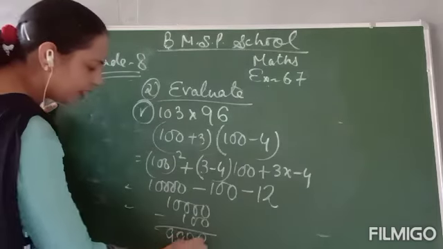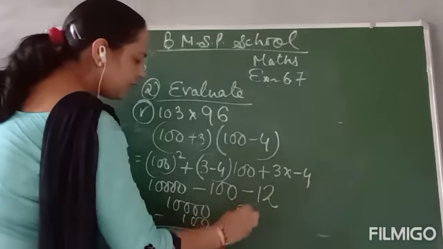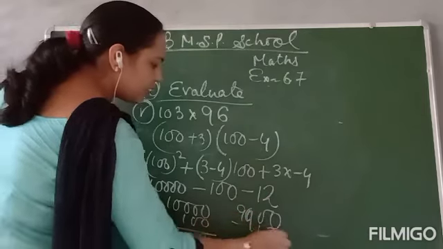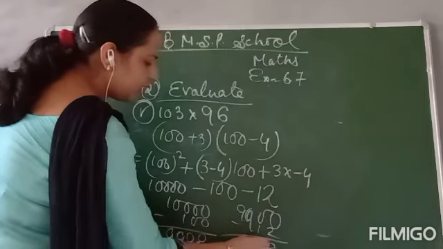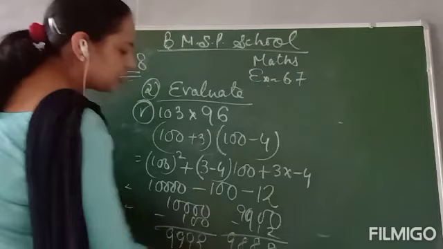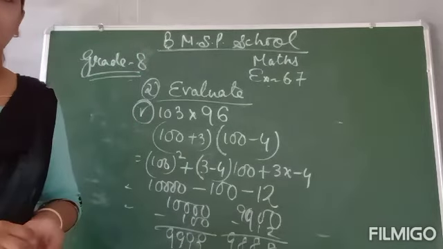Now subtract 12 from it. 9900 minus 12, here comes 9888. So this is my answer. You can solve the other parts by yourself.